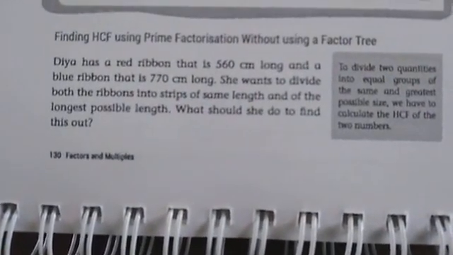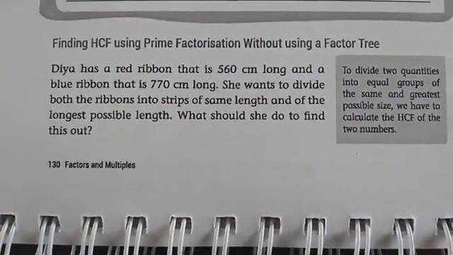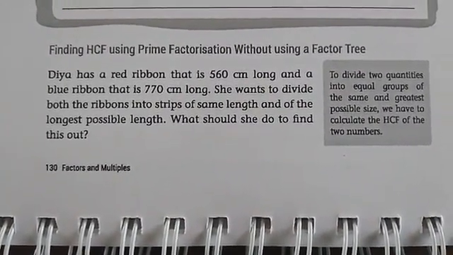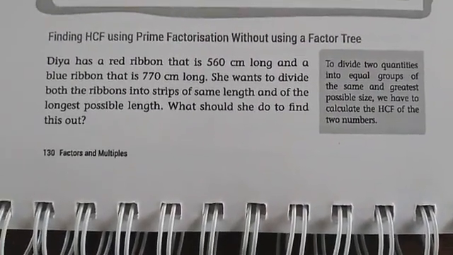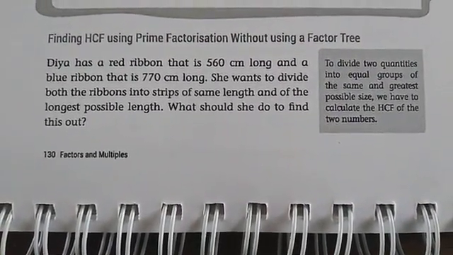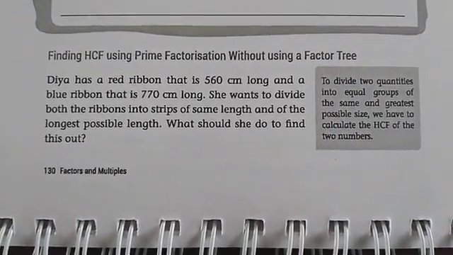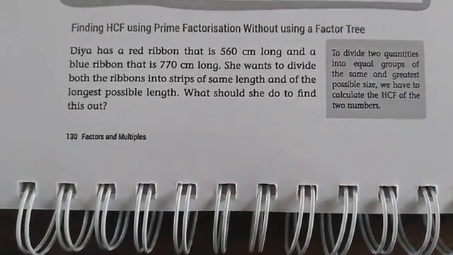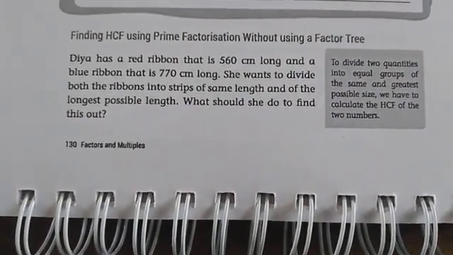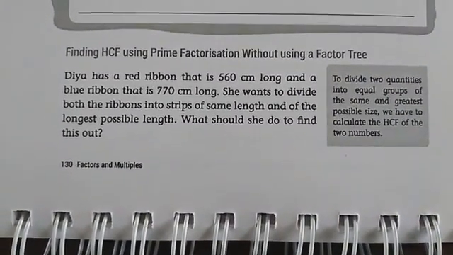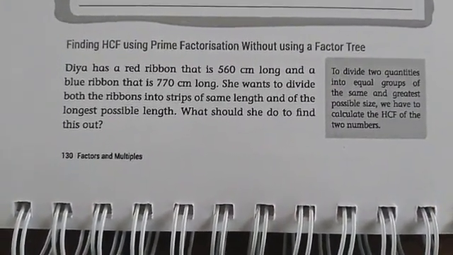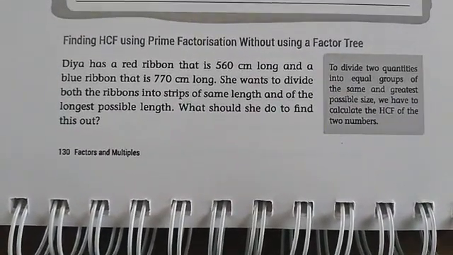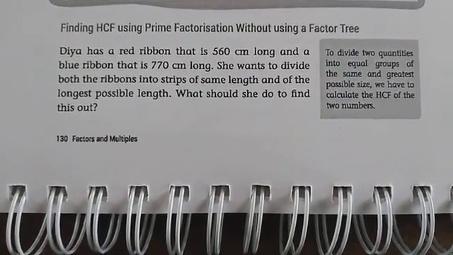Divya has a red ribbon that is 560 centimeter long and a blue ribbon that is 70 centimeter long. She wants to divide both the ribbons into strips of the same length and of the longest possible length. Okay. So 560 centimeters long and 70 centimeter long.